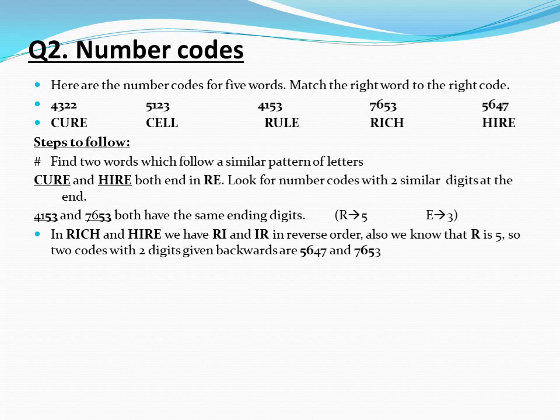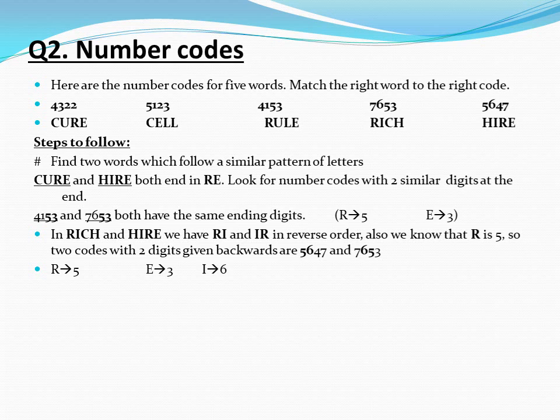After this, now find 2 words which have some similar letters even if they are in the reverse order. So looking at the words given, I can find out rich and hire both have RI and IR, and they are in reverse order. And we also know that R is 5. So 2 similar codes given backwards where one of them is 5 are 5647 and 7653. So using this one, you can find out that I is now equal to 6.